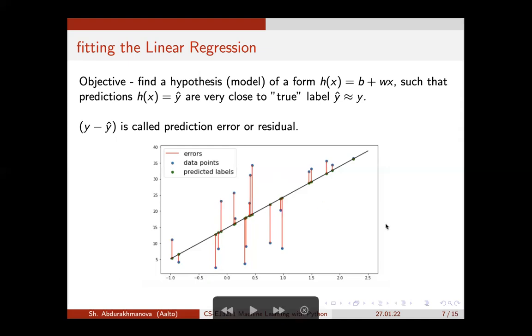Here you can see a familiar plot. You saw them already in the round 2 notebook. And here we can see the data points in blue, the linear predictor in black, this black line. Predicted labels are the green dots, and the prediction error or residual are these red lines. So the objective that we have, we want these green dots to be as close as possible to the blue dots. So how can we solve this kind of problem?